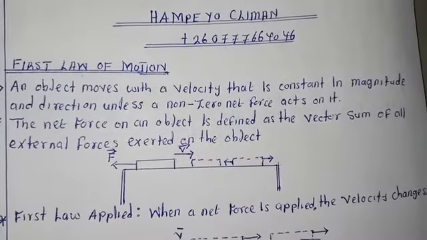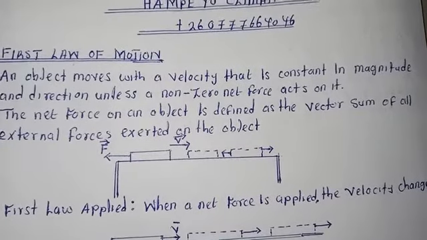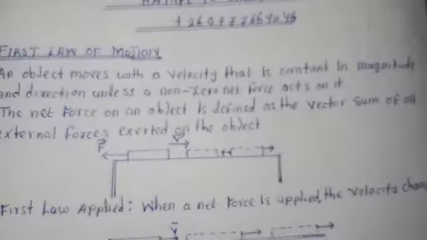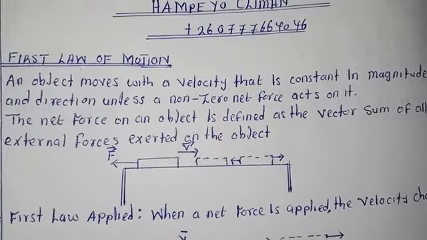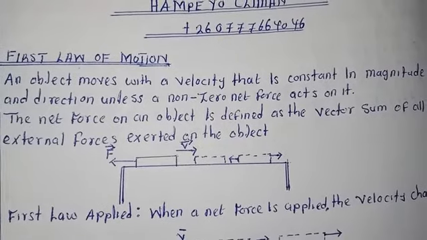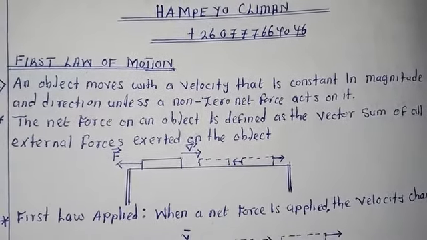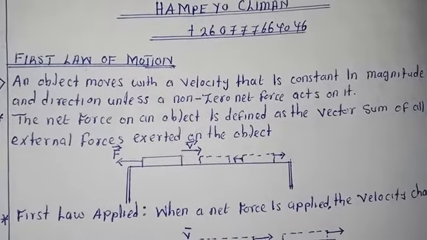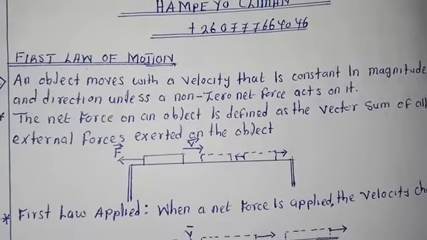So what Newton's first law of motion simply describes is an object that continues in its state of motion. It says that the object will continue in its state of motion unless an unbalanced force, or a non-zero net force, is exerted on it.